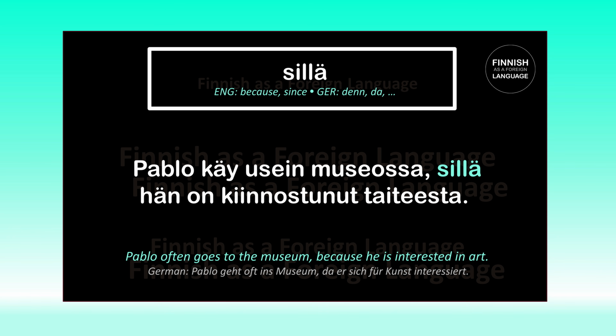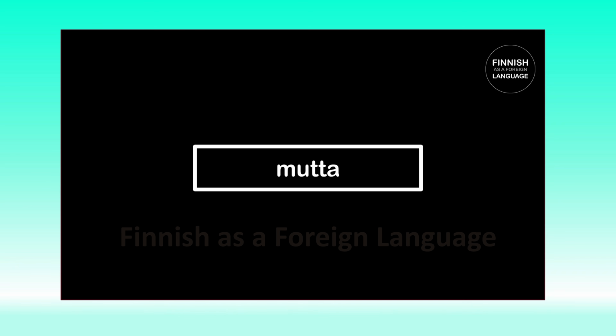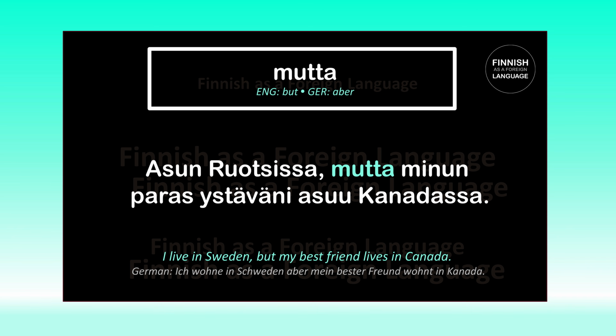Let's repeat again. Pablo käy usein museossa, sillä hän on kiinnostunut taiteesta. Pablo often goes to the museum because or since he's interested in art. Next one is mutta, meaning but. For example, asun Ruotsissa, mutta minun paras ystäväni asuu Kanadassa. Means, I live in Sweden, but my best friend lives in Canada. Here our conjunction is mutta, meaning but.